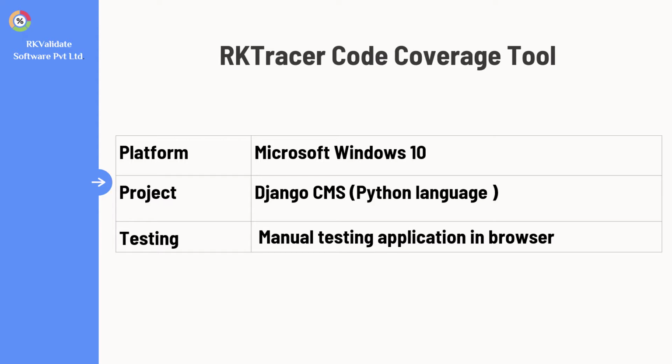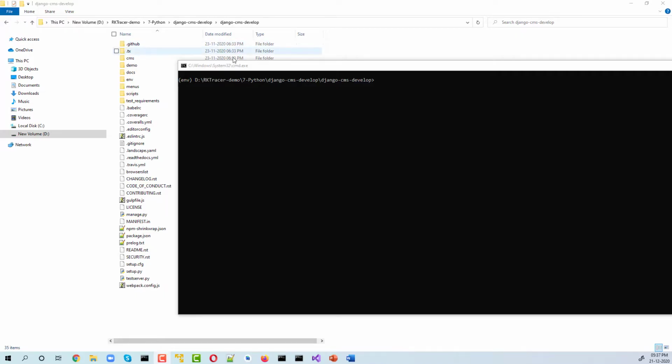Hi guys, in this video we're going to learn how to generate code coverage for the Django CMS open source project using manual testing of the application in the browser. The Django CMS environment has already been set up. So the first step would be to go ahead and instrument the project.